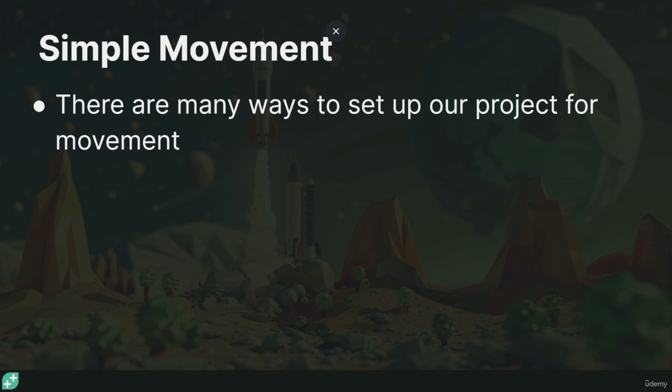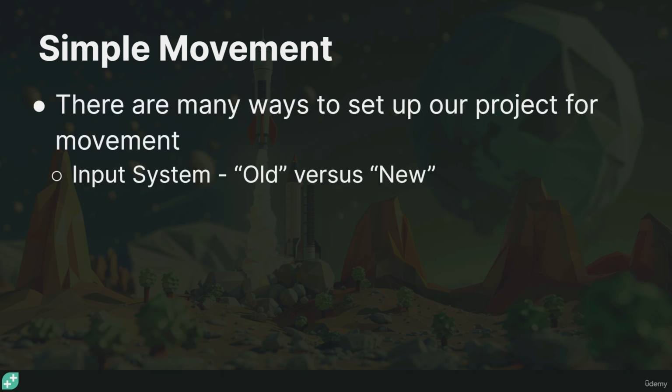There are many ways to set up our project for movement, and you'll hear about the old input system and the new input system, which basically means a number of versions of Unity ago, they updated and gave us a new way of doing input. In other words, when you push a key, what happens? When you've got a controller and you push a button, what happens? They created a new system. You can still use the old system at this point in time.